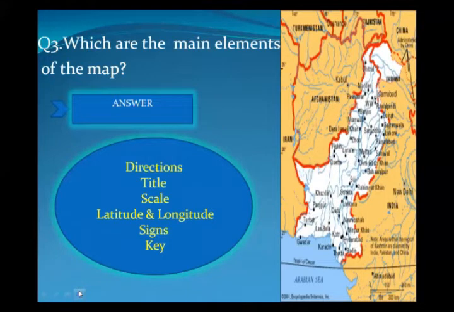Question number 3 is, which are the main elements of the map? There are 6 main elements of the map, like directions, title, scale, latitude and longitude, signs, and key.